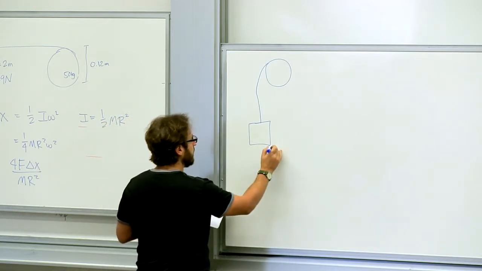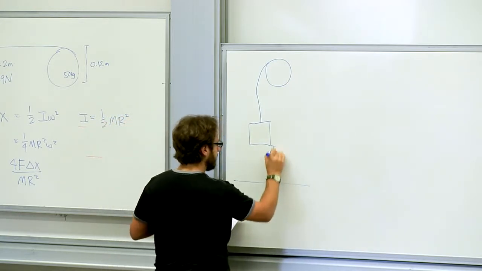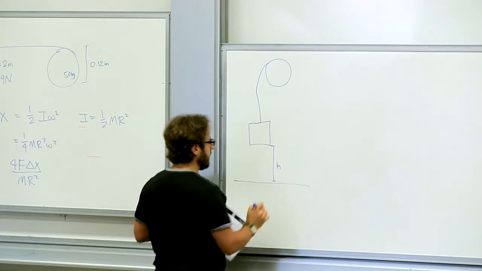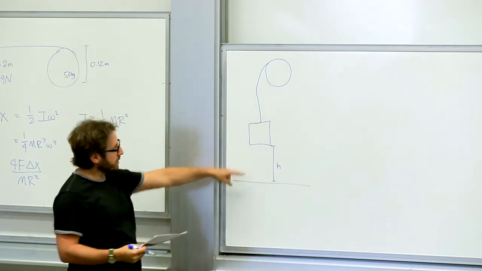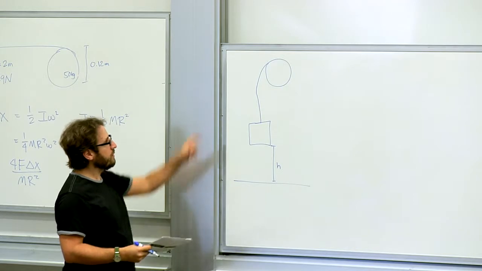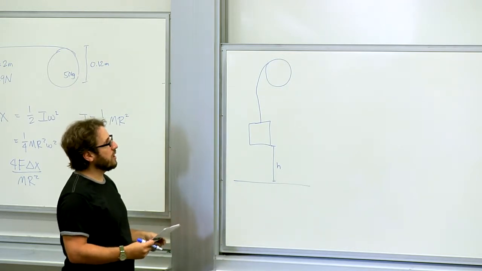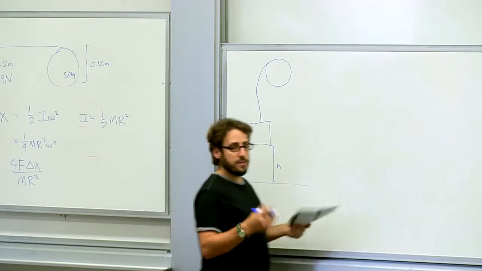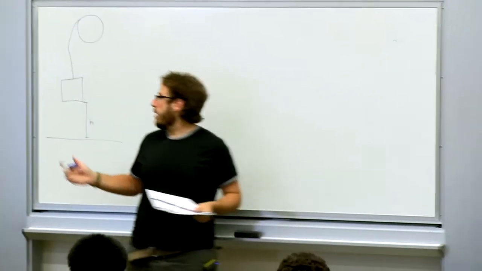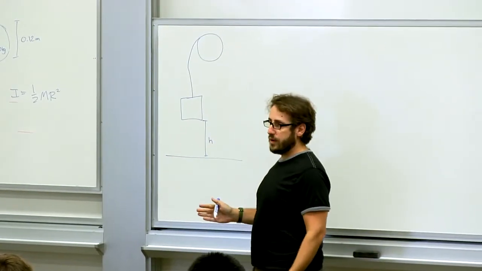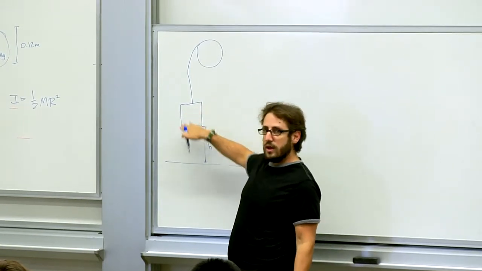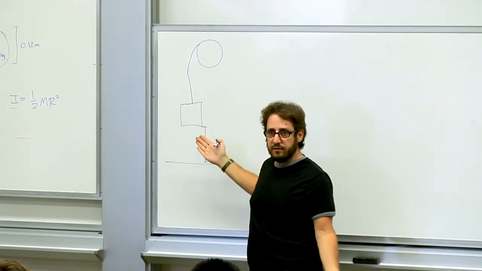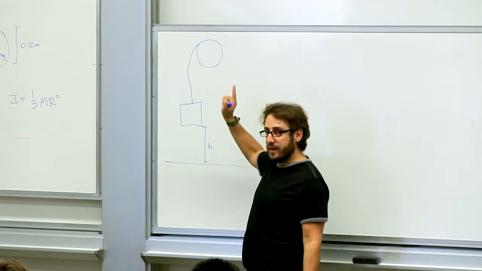Okay, so the block is some height above the ground, right? And the question is, what is the speed of the block when it hits the ground, and what is the rotational velocity of the pulley just before the block hits the ground? Now previously, if we had a simpler problem, when this is a block falling, we would translate the potential energy of this block into its kinetic energy, we'd be done, right? Very simple. But now we have something else going on.